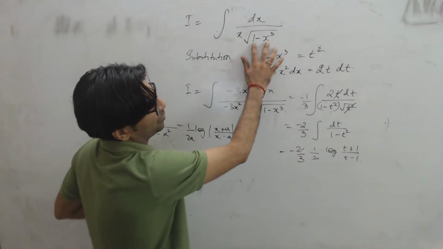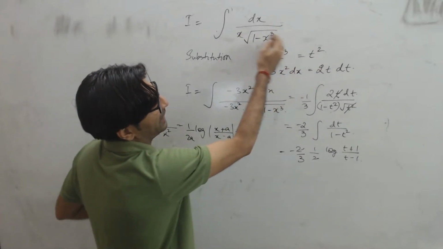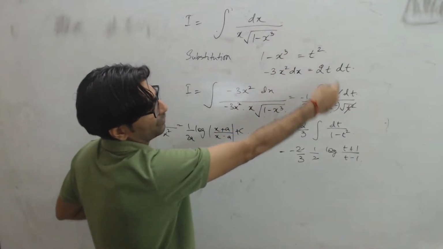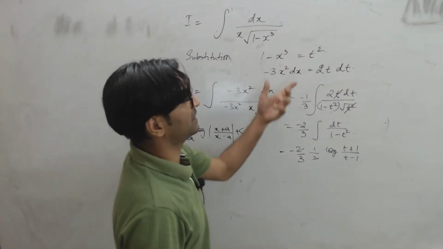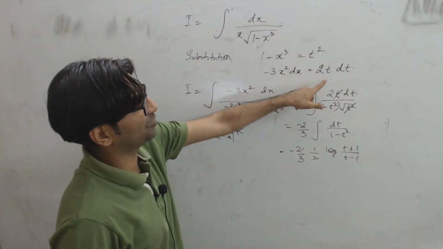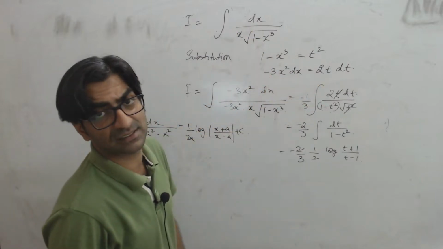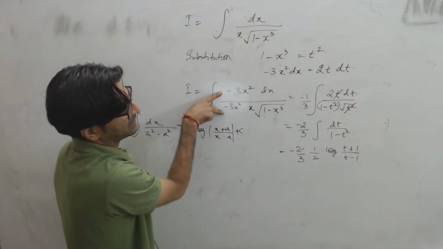Square root of 1 minus x cube, seeing this you would say we need to remove it, right? So I can substitute 1 minus x cube as t square. So t square under the root will become t, right? But to do that, I'll also have to substitute minus 3x square dx as 2t dt. I can't directly substitute dx. I'll need to make minus 3x square, so I multiply this by minus 3x square and divide by minus 3x square.